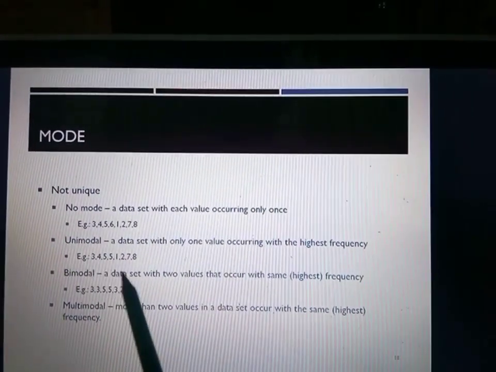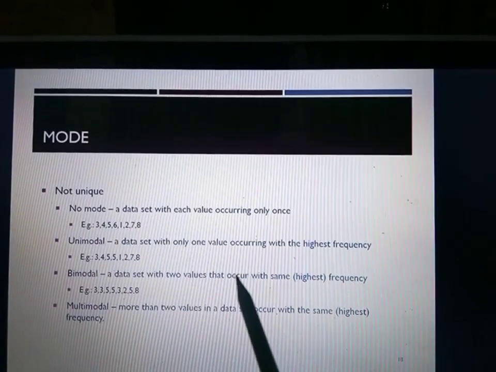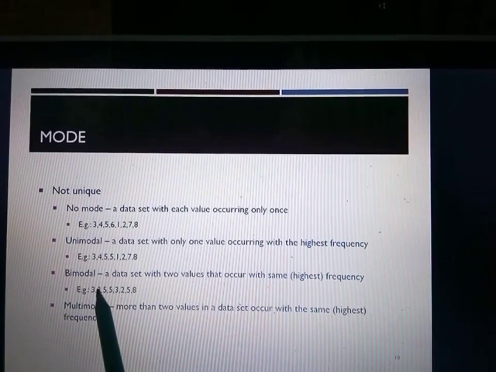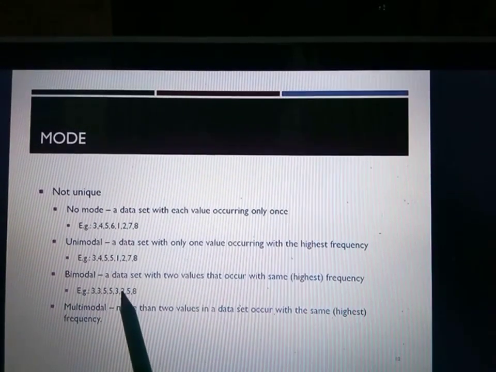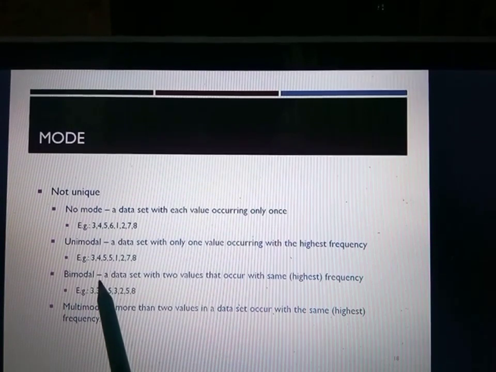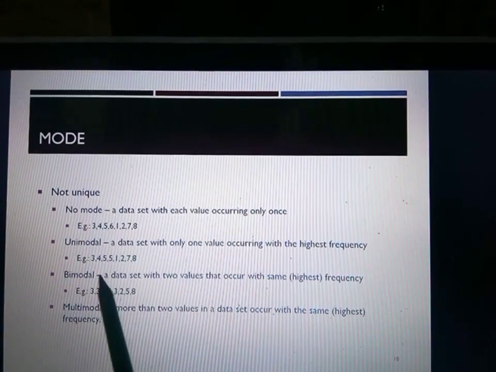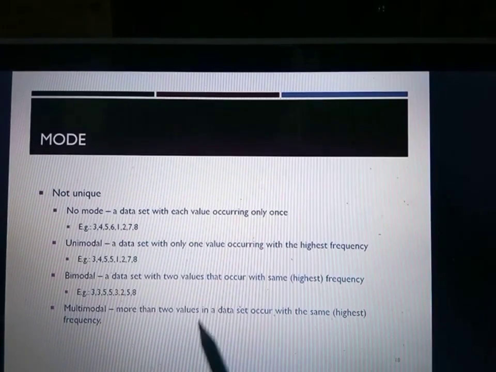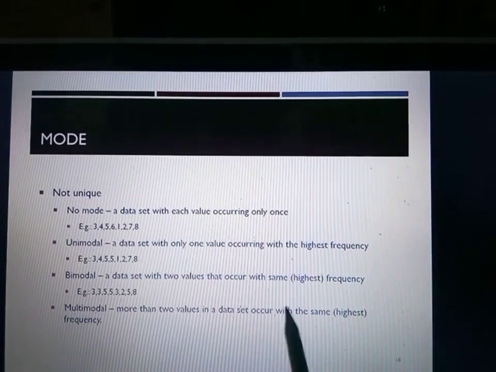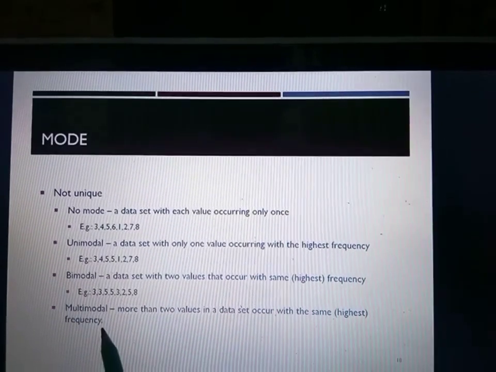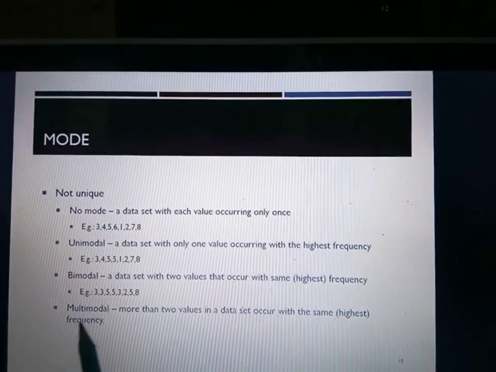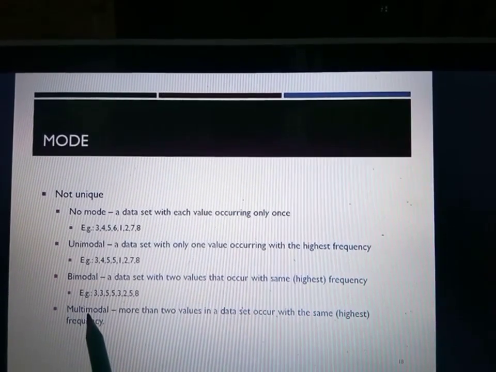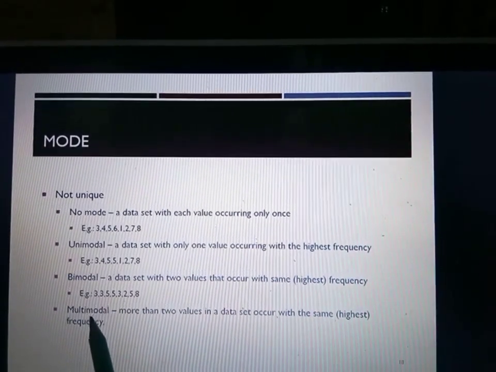Bimodal is a data set with 2 values that occur with the same highest frequency. So macam ni, number 3 dengan number 5 tu appear sama banyak, 3 kali. So dua data appear banyak kali, so we say it is bimodal. Multimodal is when more than 2 values in a data set occur with the same frequency. So kalau banyak data, more than 2, yang appear sama banyak, we say the data is multimodal.